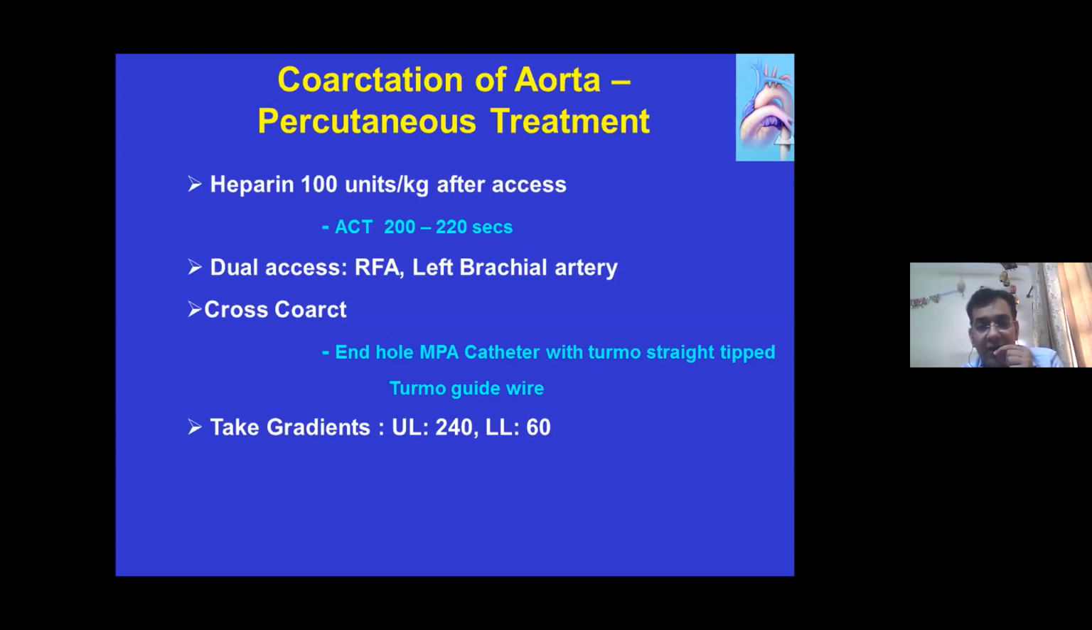We had planned for a right femoral artery 8 French, and a left brachial artery 5 French, because it was a tortuous arch and there is always a possibility that we may not be able to cross it. To cross it, an end-hole multipurpose catheter with a straight-tip wire was used, and gradients were taken. A hemodynamic assessment was done with upper limb pressures of 240 and lower limb of 60, showing a significant gradient. Clearly it is evident how echo was underestimating the gradient in this particular case.